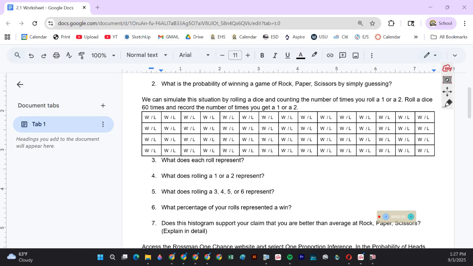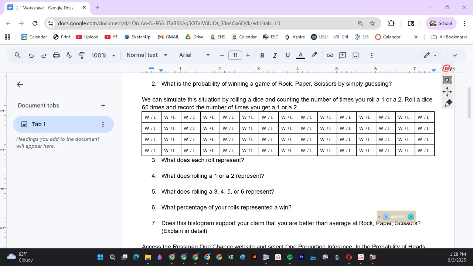All right, welcome back. So number 3, what does each roll represent? One game of rock, paper, scissors. Everybody agree? Okay. So what does rolling a 1 or a 2 represent? Winning a game of rock, paper, scissors. Do we know if it was a rock or a paper or a scissors? No. The only thing we're measuring is win or lose. We don't have any data about which one you chose and whether that one won or not. We just know if it's a win or a lose. So what does a 3, 4, 5, or 6 represent? Not winning. That'd be losing the game.